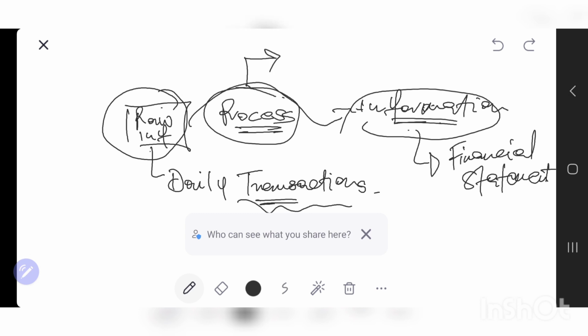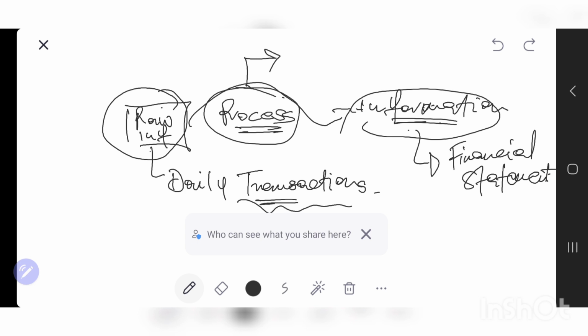The process that we use to transform raw data into information is called the accounting process. We are still going to do it later. So it's a series of steps that this raw data has to go through before it becomes information that is useful. I hope it's making sense. So that's what we are trying to do.